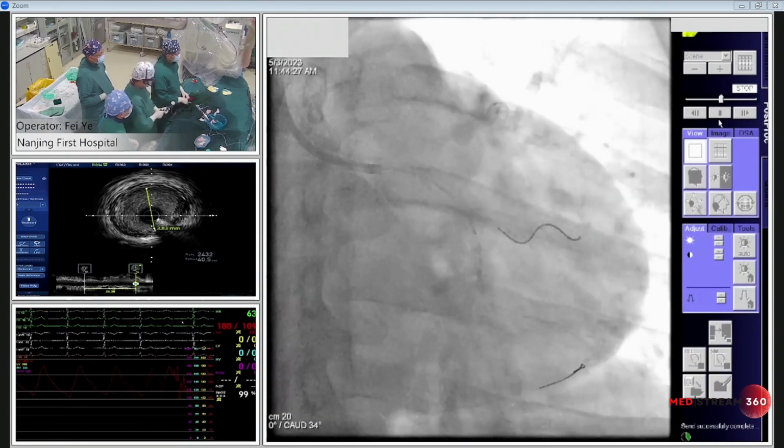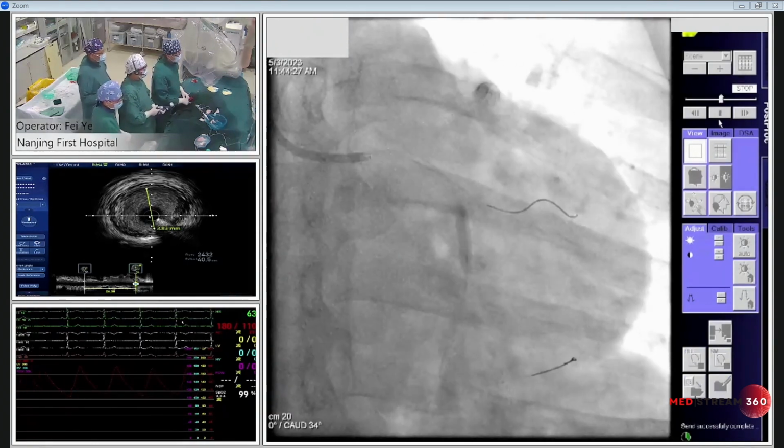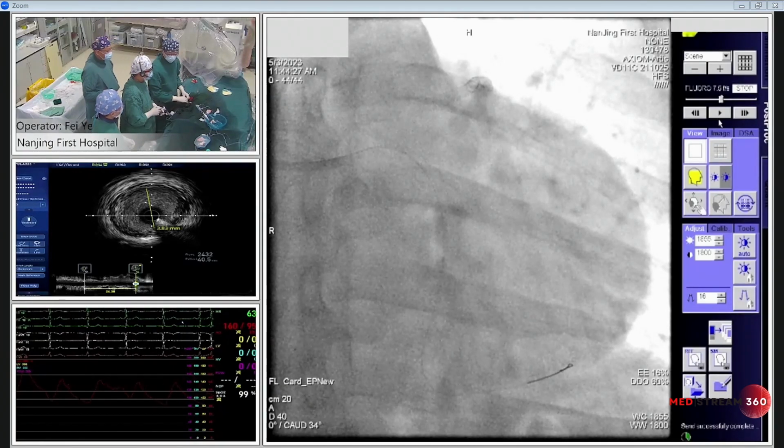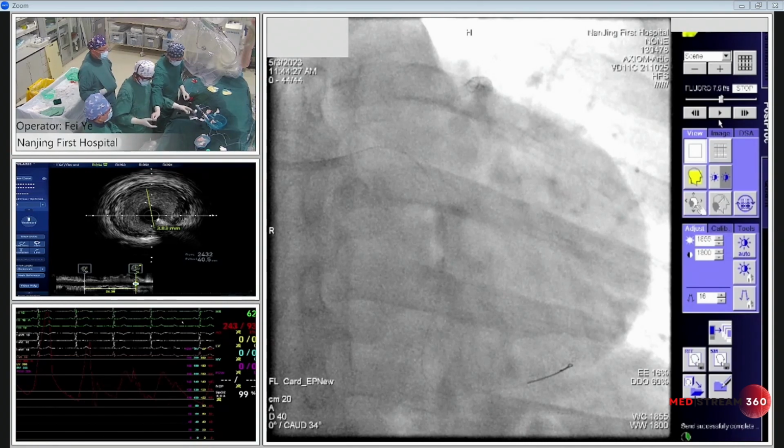Hunter, could you show me the proximal circumflex reference diameter? For all, at least. This point is the proximal. 3.8. Lumen diameter. Okay.